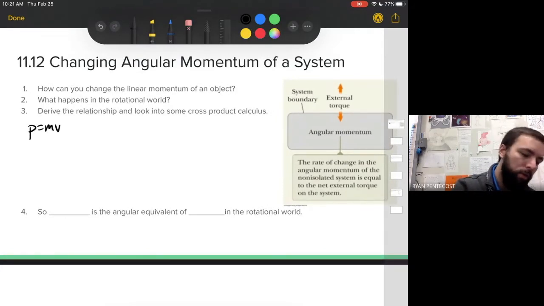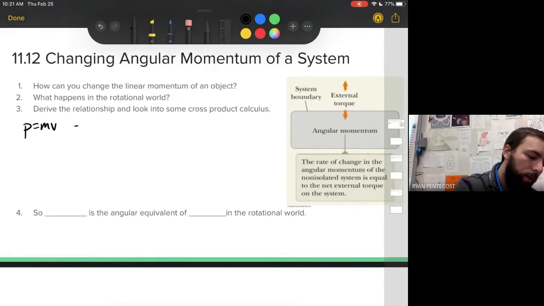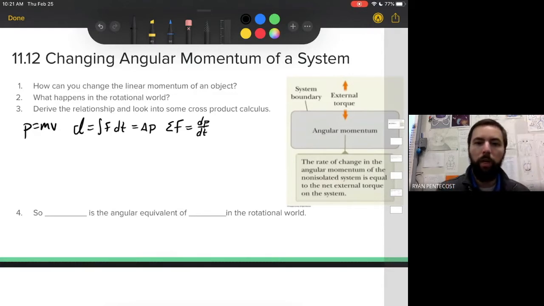And to change linear momentum, we were talking about impulse. Impulse is the integral of F dt, which is the change in momentum. You can also show that as the summation of external force equals the derivative of momentum with respect to time, which is saying that momentum will change over some time period.